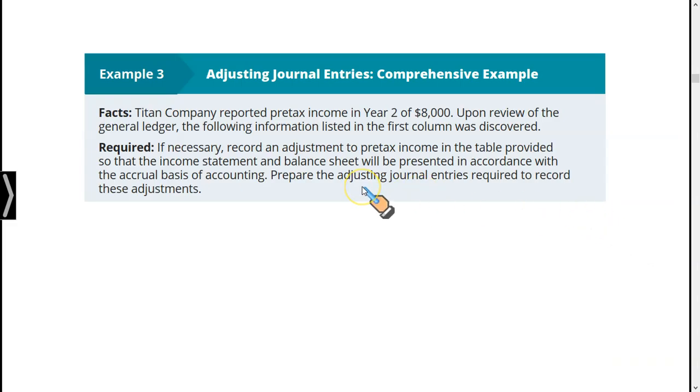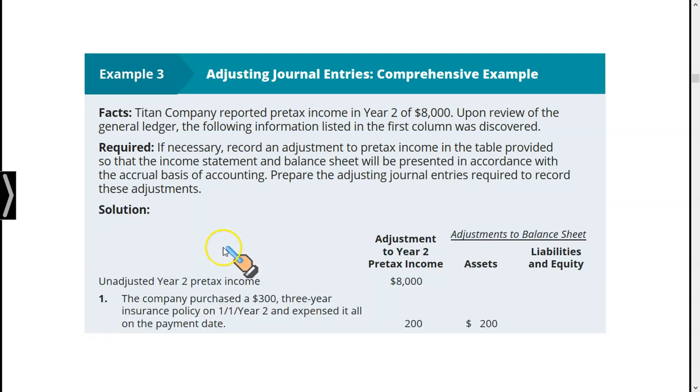Let us do an extended example that should explain the whole process of making adjusting journal entries at the end of the period. A comprehensive example, of course. Titan Company reported pre-tax income in year 2 of $8,000. Upon review of the journal ledger, the following information listed in the first column was discovered. If necessary, record an adjustment to pre-tax income in the table provided so that the income statement and balance sheet will be presented in accordance with the accrual basis of accounting. Prepare the adjusting journal entries required to record these adjustments.